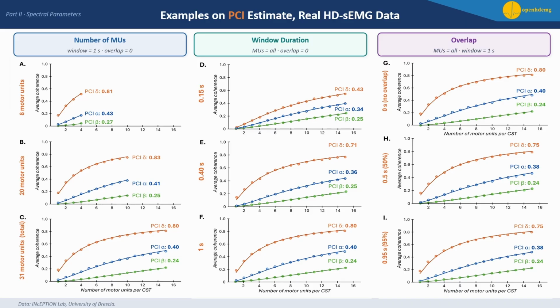From whatever we saw in all these 9 cases, we can tell that the most sensitive one, on which we usually do the PCI estimate, is our delta band, which is more sensitive to these parameters. And we usually report that one as our PCI estimate. And as a recommendation here, we recommend to use all of your motor units, the 1 second window duration and 0 overlapping here.